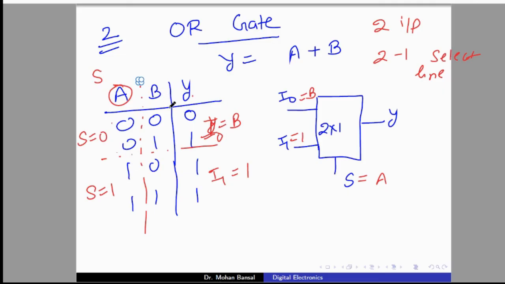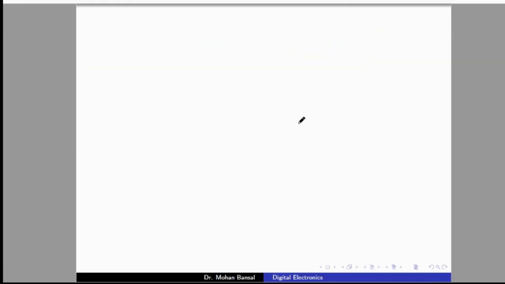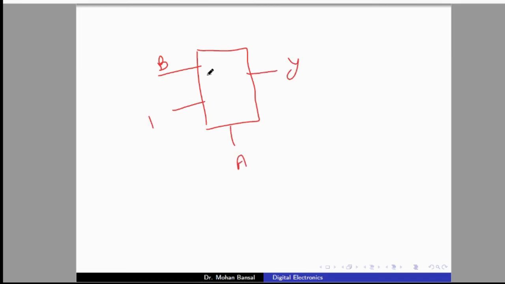Now we'll check what is the expression of Y in terms of B, what is the relation between Y and B for different values of S. For S equal to 0, you know Y equal to I0. So I0 is equal to B here. For S equal to 1, Y is equal to I1, which is equal to 1. It is not matching with any relation with B. So we got I0 and I1, which are B and 1. Slack line is A, output is Y. So this is the 2:1 mux for the OR gate.